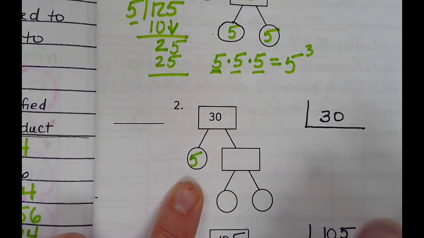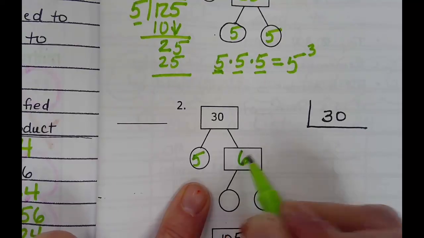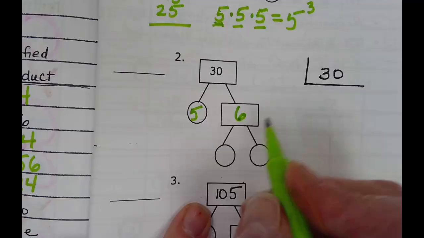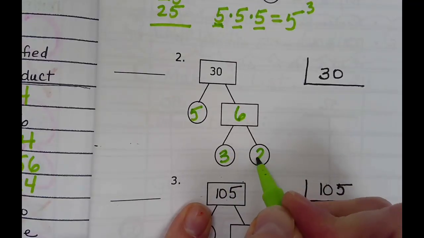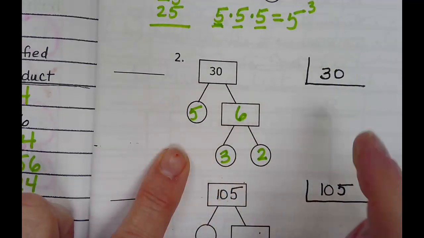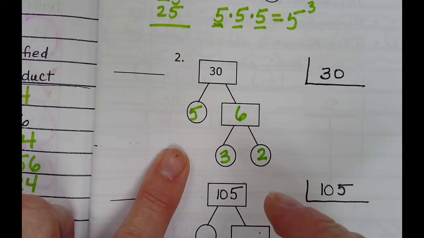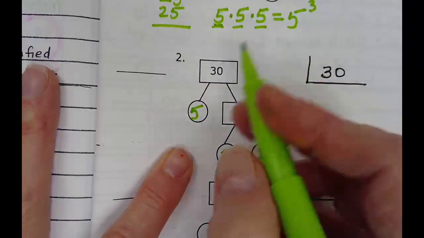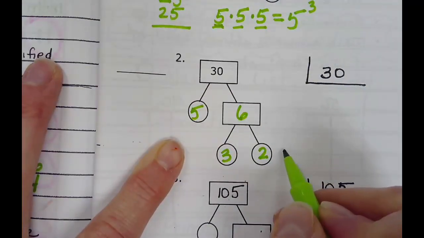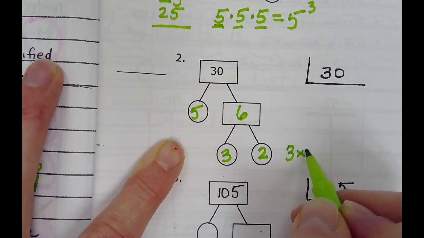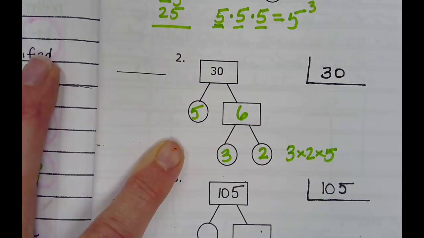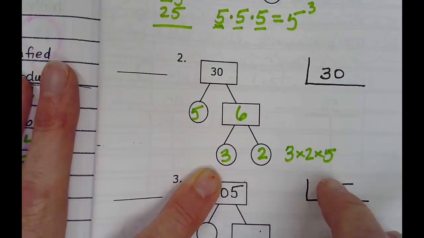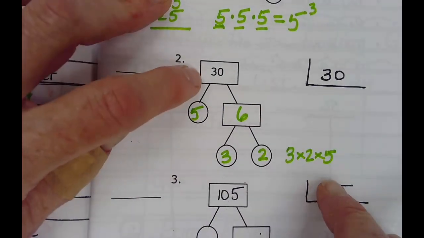Then in the box, I'm going to put the 6 because that can be broken into what? 3 times 2. I'm not going to put 1 in any of these boxes because 1 is not a prime or composite number. This shows that it's going to be 3 times 2 times 5. That's how we are going to find the prime factorization. It's only prime numbers. What happens if I multiply this? I'm going to get 30.